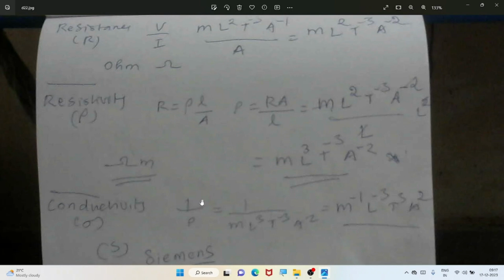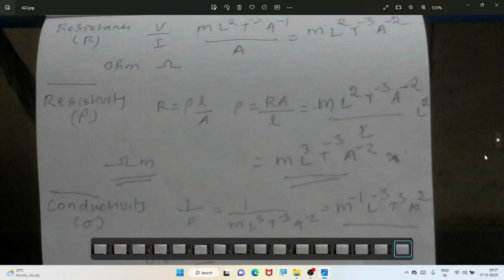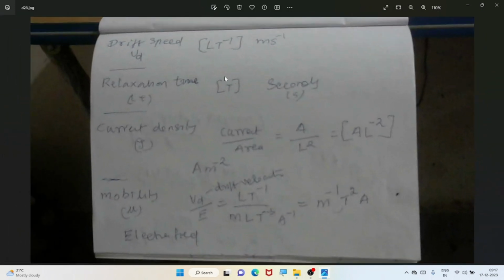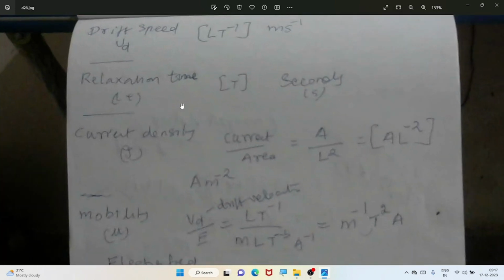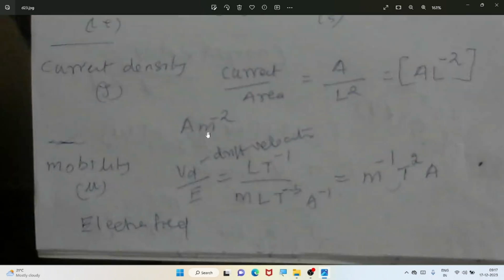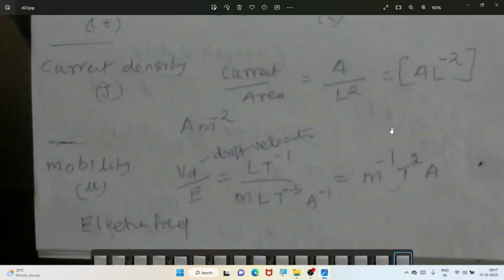Conductivity is 1 by resistivity. Drift speed is nothing but the velocity dimension. Relaxation time, current density, current by the area, A by L square, so A L minus 2. Mobility, drift velocity divided by the electric field. So this is drift velocity divided by the electric field.